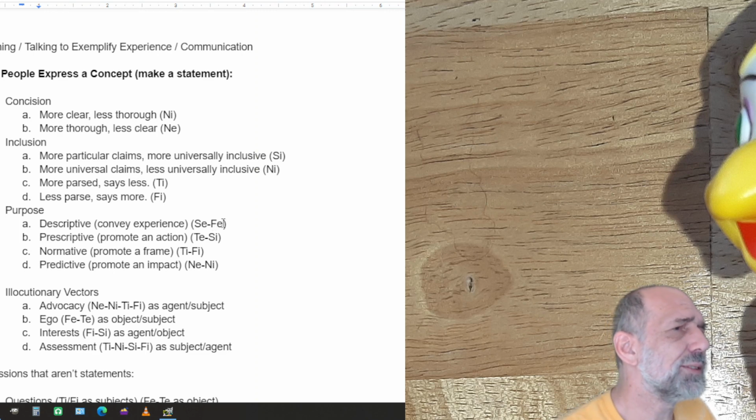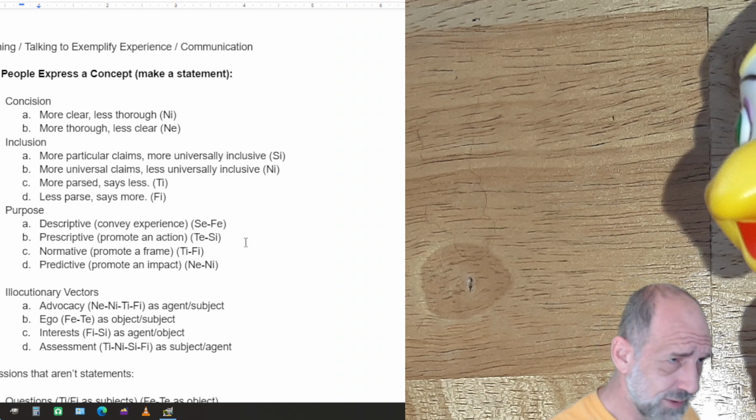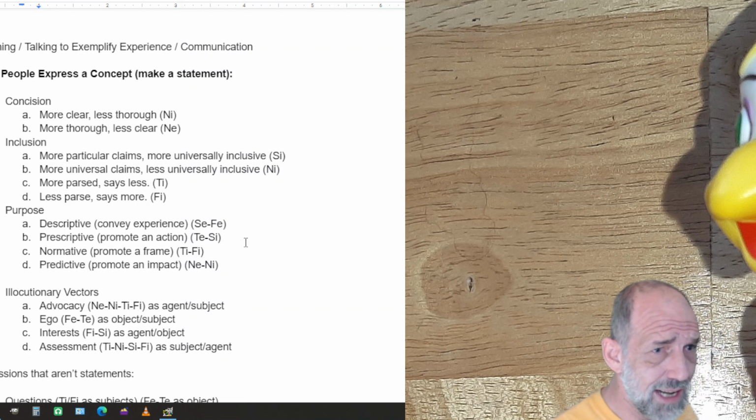Descriptive purposed statements are usually SEFE things. They're used to convey experiences. Prescriptive are usually TESI kind of frame of reference things, which is to say they are promoting an action in order to attain some sort of goal or solve a problem. Normative are usually TIFI. In other words, your deliberative functions are either objecting or allowing a given normative consideration to pass muster. And then predictive claims are normally NE and NI things.